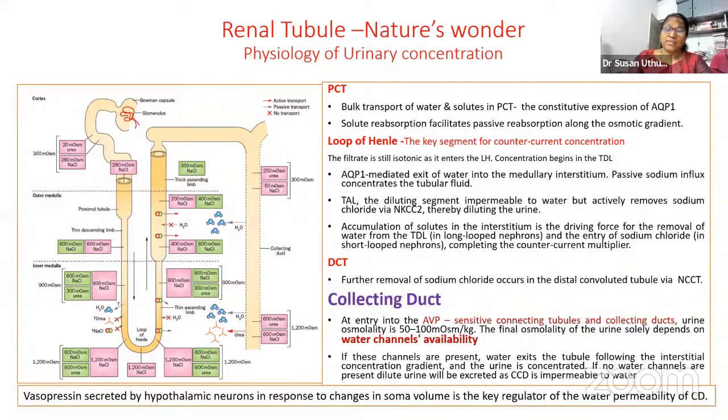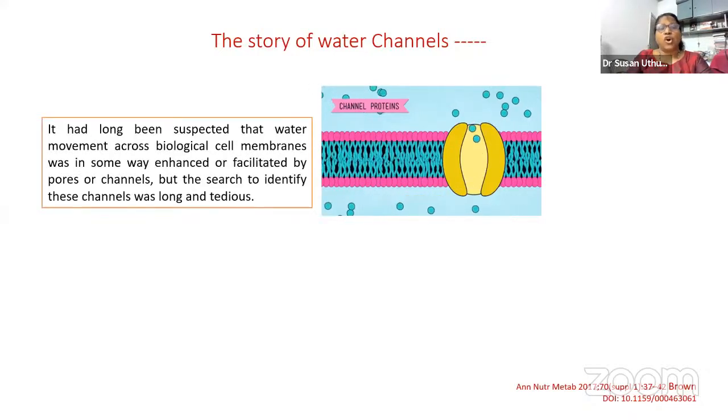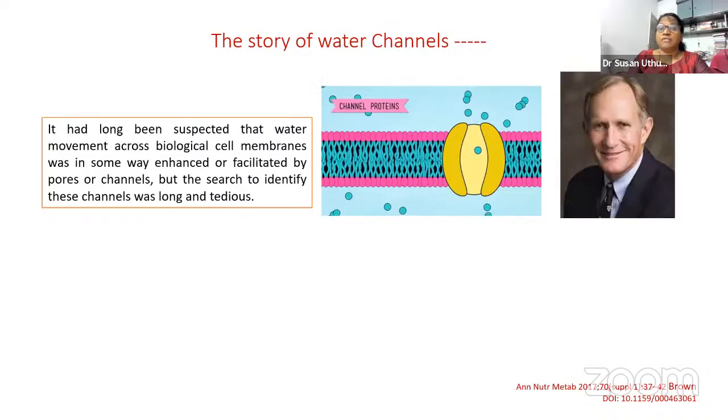That is the vasopressin secreted by the hypothalamic neurons in response to changes in plasma volume. That is the key regulator for water permeability of the collecting duct. So let us have a little bit of a look at the story of water channels. It had long been suspected that water movement across biological cell membranes was in some way enhanced or facilitated by pores or channels. But the search to identify these channels was long and tedious, and people were actually not finding it.